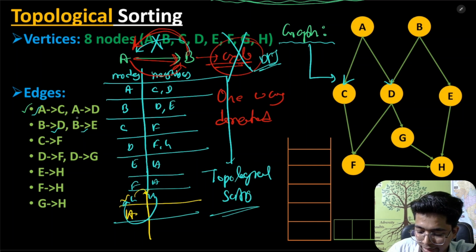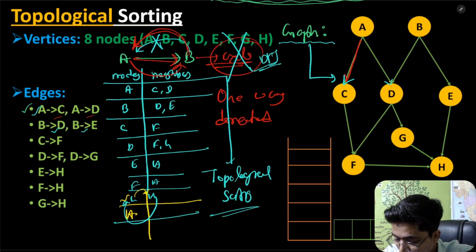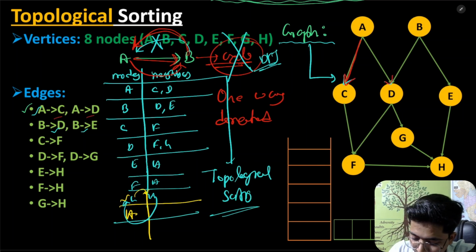Now A is actually dependent on two factors. You can see this is C and D. So now look, A is pointing to C and D. Similarly, A and B are both pointing to D.